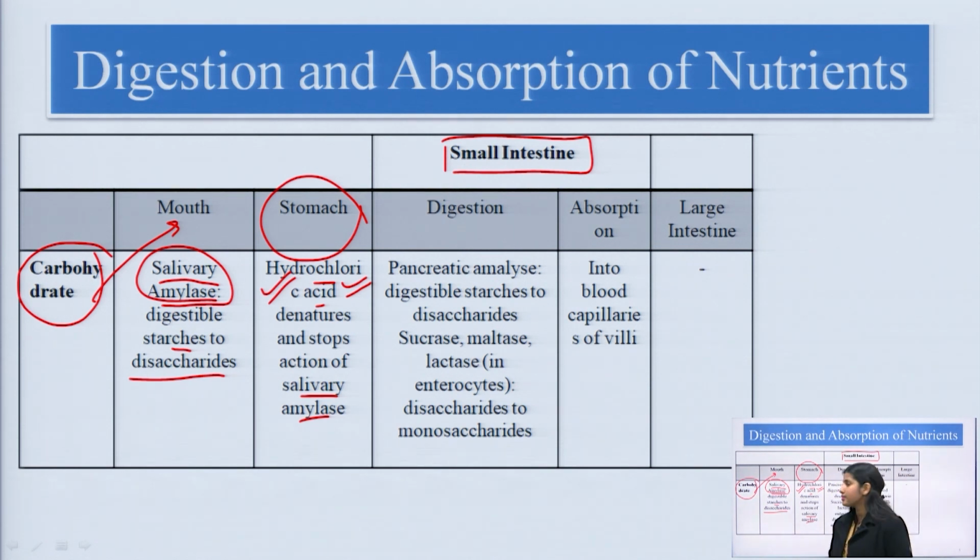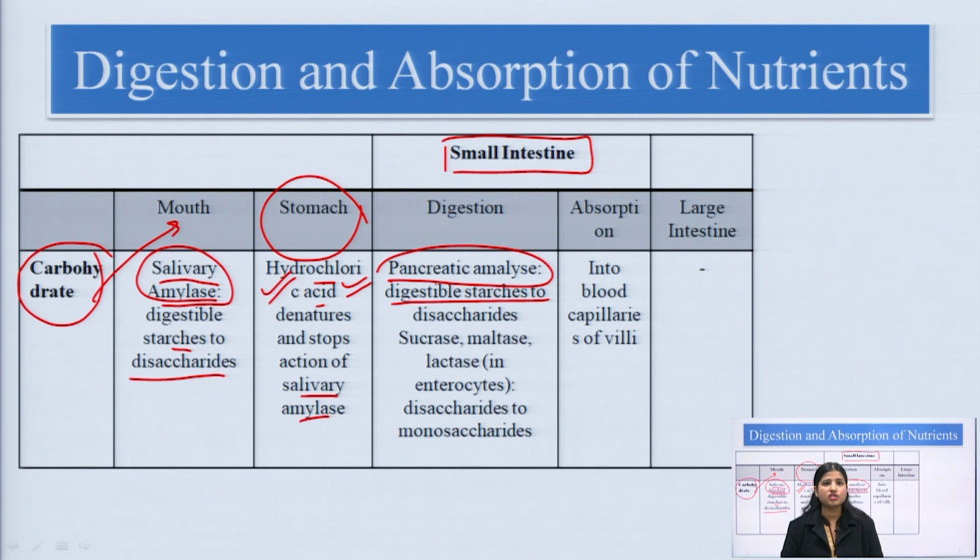Now next, in the small intestine, what will happen? In the small intestine, pancreatic amylase is present. The pancreatic juices come into the duodenum area, the very first part of the small intestine. There the pancreatic juices will convert the digestible starch into disaccharides, like sucrose and maltose.